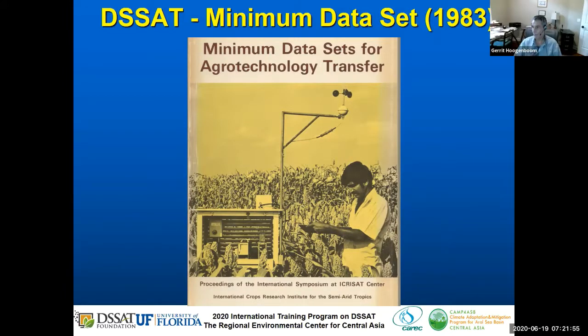And what you see here on the slide is actually a picture of the proceedings of a meeting that was held in India at the International Research Center called ICRISAT in 1983.